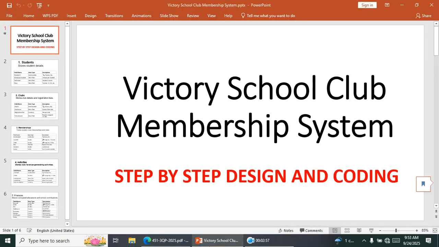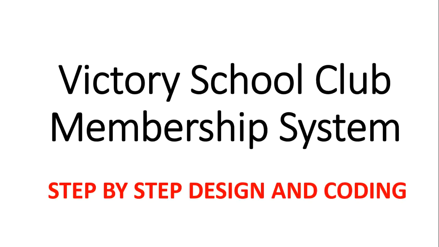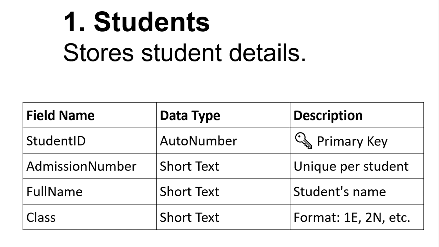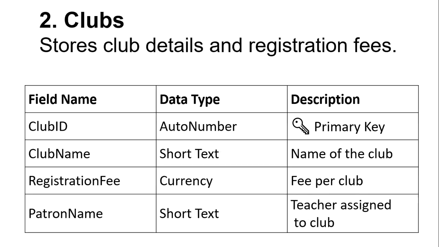So here is the breakdown. This is a step-by-step design. We shall later on design the database. You are supposed to come up with a students table to store students' details, where we have student ID, admission number, full name, and class. You can also see the data type and description I have given.